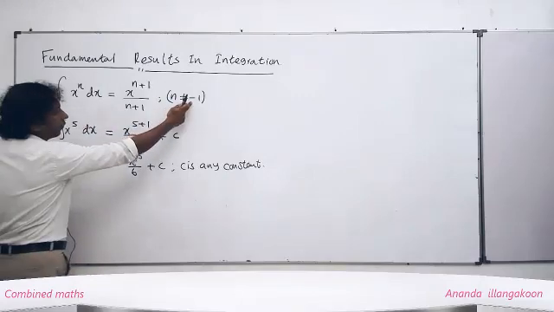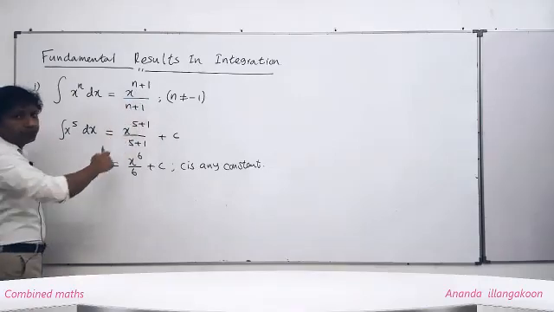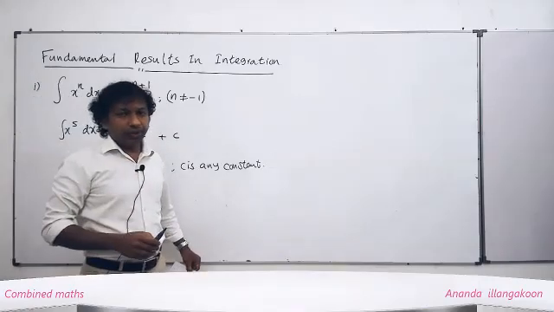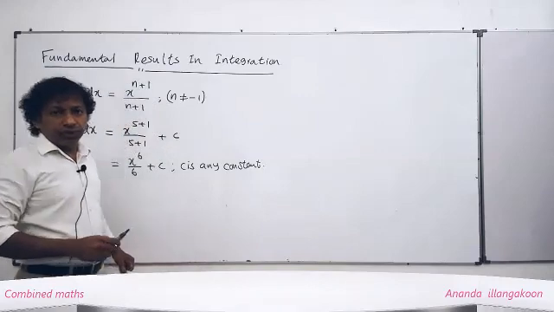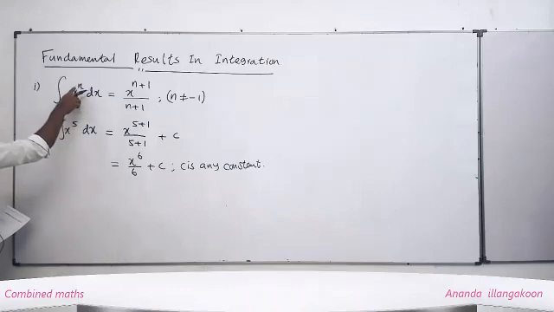That way, this result is important. n is not equal to minus 1. When n equals minus 1, people, minus 1 plus 1 is 0. Then the denominator 0 means the answer is infinity, which has no meaning. That is why we write there n not equal to minus 1. Right. When n equals minus 1, that means x to the power minus 1, that is 1 upon x.